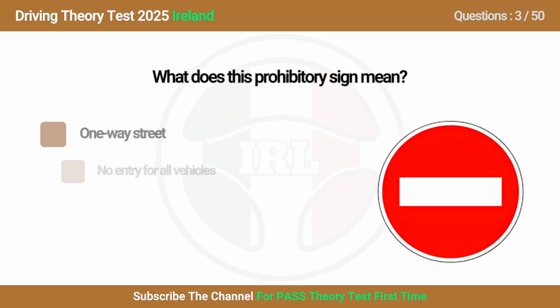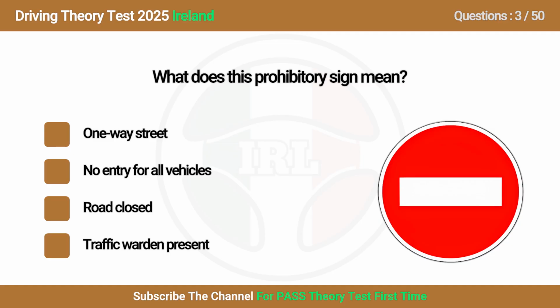Question 3. What does this prohibitory sign mean? A. One-way street. B. No entry for all vehicles. C. Road closed. D. Traffic warden present.